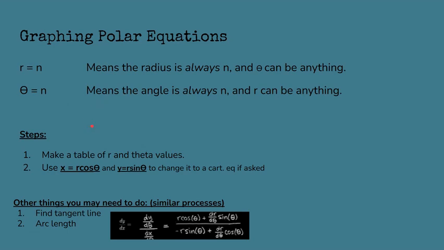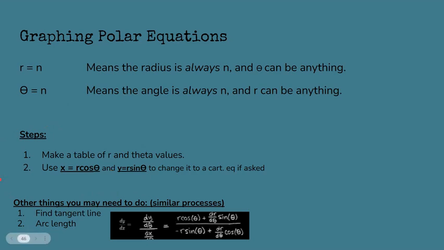Now, the steps for graphing polar equations: you're first going to want to make a table of your r and theta values, basically how you might do for x and y. You just plug in certain values of the radius and see what angles you get, and vice versa, depending on what your equation looked like. And then you use these two statements that we've already talked about to change it to a Cartesian equation if you need to, as we just mentioned.